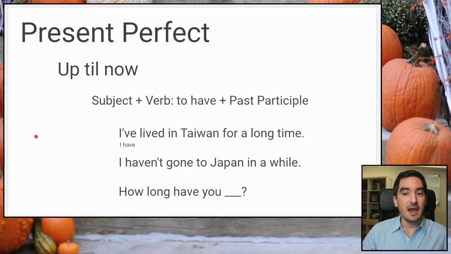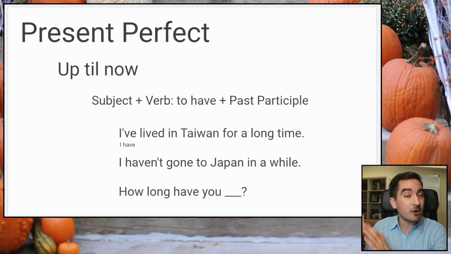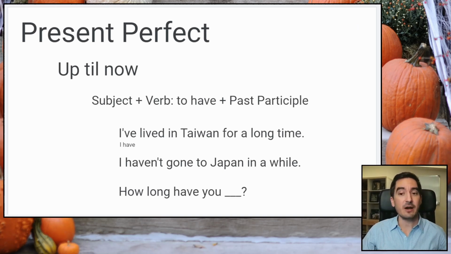Okay? And then if we want to ask someone about up until now, maybe in the past, you could ask a question like, how long have you? How long have you been studying English? So it started a long time ago and continued till now. Okay? So these are the two ways we're going to use present perfect today to talk about Halloween.